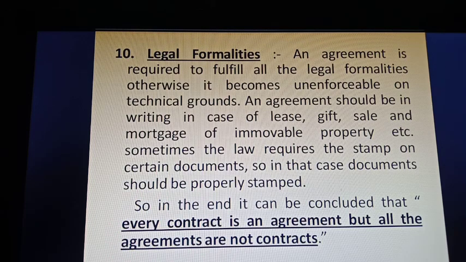So in the end, it can be concluded that every contract is an agreement. Every contract is an agreement, but all agreements are not contracts, because for an agreement to become a contract, it has to fulfill the above stated 10 conditions.